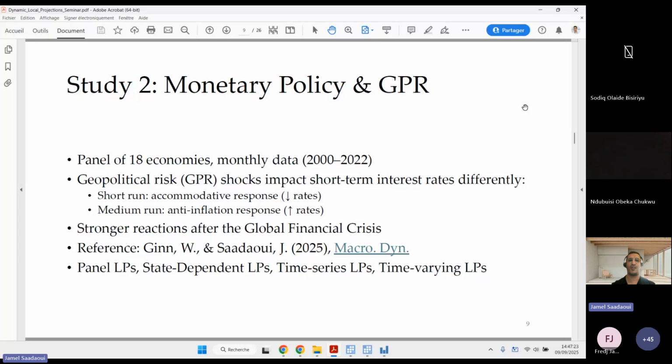So we are going to cover panel local projection, which we already saw, state dependent local projection, time series local projection, and at the end, a very nice tool, in my understanding, the time varying local projection. So we are covering a lot of local projection here.